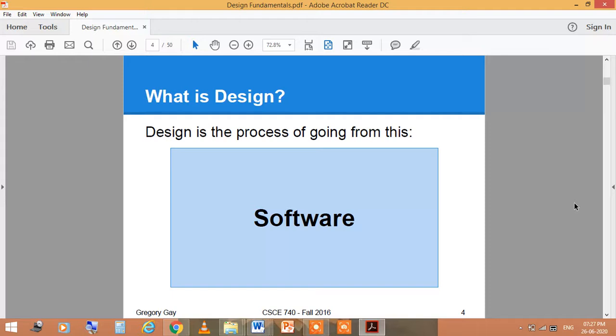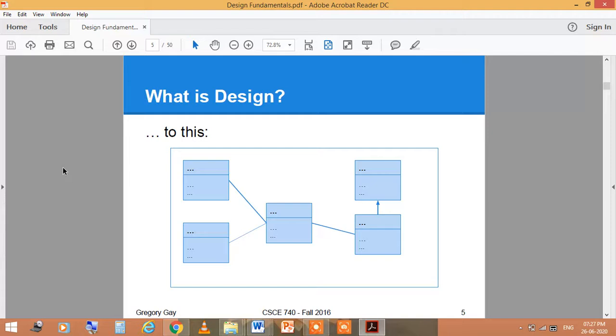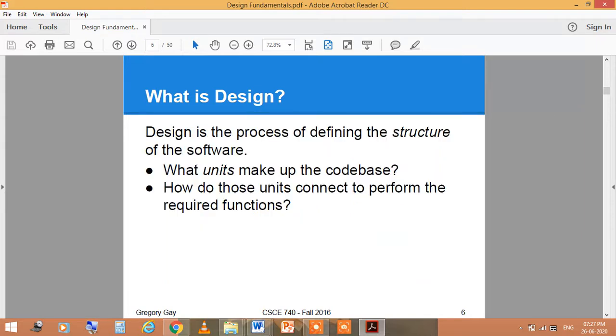Now, designing is the process of going from software to this. Okay, like this is a structure. So this is called a design. This you are seeing here in the database different labels. So the next is what is design. It is the process of defining the structure of the software. In this, what units make up the code base, and how do those units connect to perform the required functions.